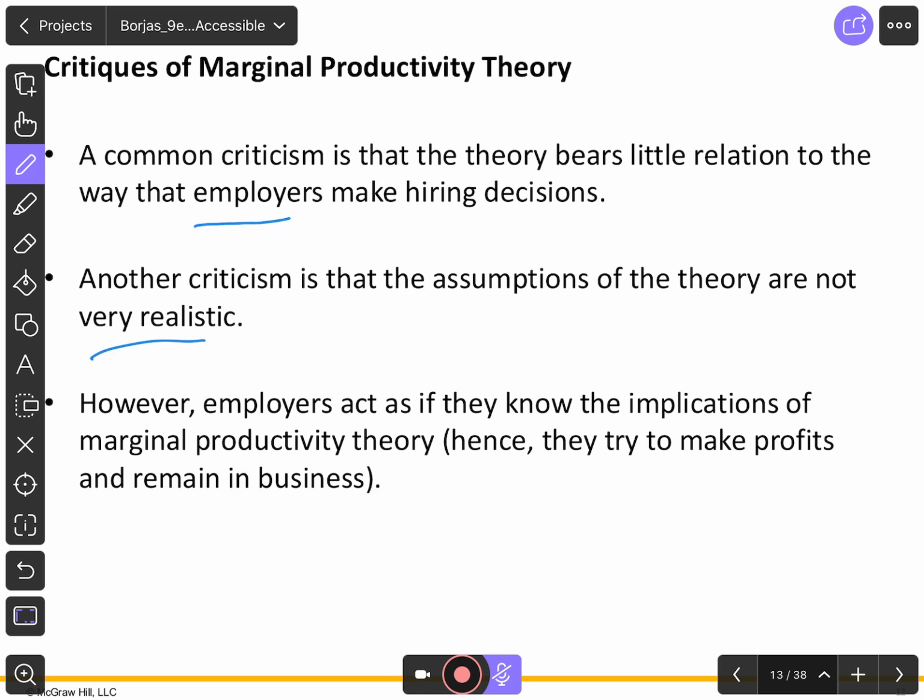Another criticism is that the assumptions of the theory are not very realistic. We're not assuming that employers are always making this mathematical decision, having the graph and the chart and comparing the marginal revenue versus the marginal cost. Prices are not fixed and are not given. The same thing for the wages and interest rate. So many of the assumptions offered by the theory are not realistic. And also employers might not know anything about the theory, they're just applying for the job. So many times there is no relevance between what the theory is saying and our real life.